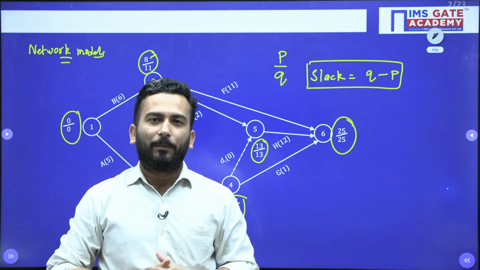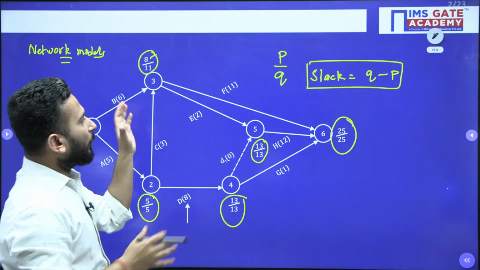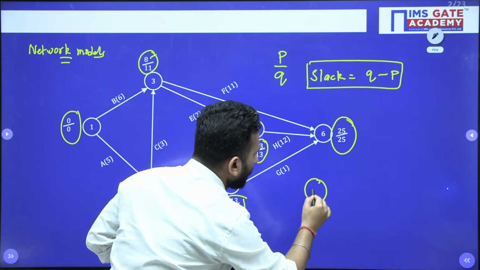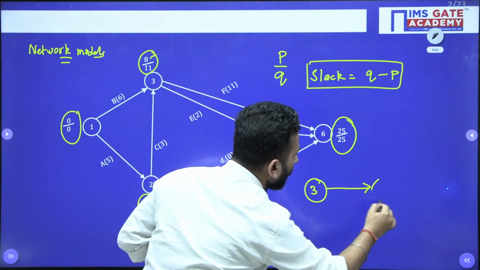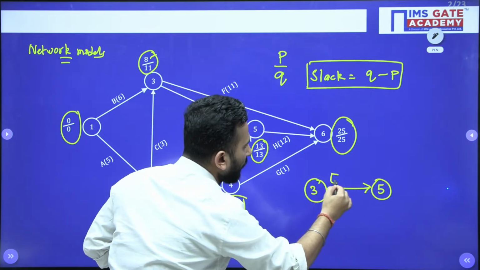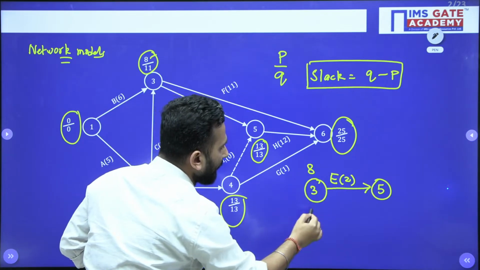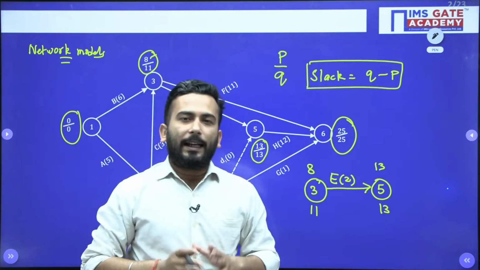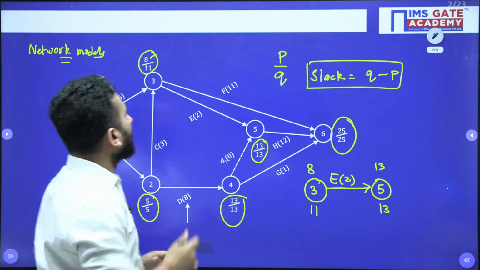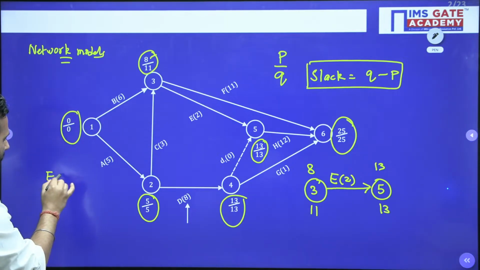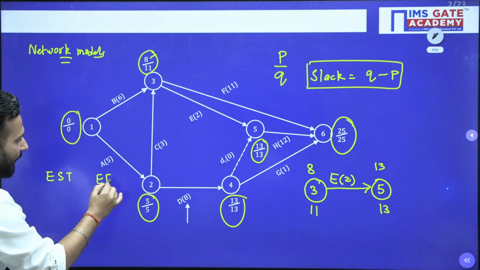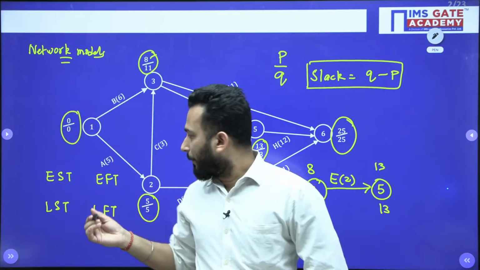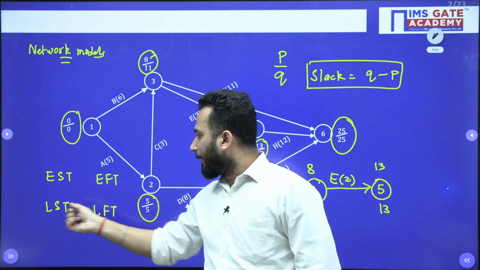Now comes the activity. My dear friends, let's focus on a particular activity. This activity is E. So let me take it over here. When I'm talking about activity, you have to take this entire thing over here. This is 8, this is 11, and this is 13, and this is 13. My dear friends, in an activity there are 4 times possible. What are the 4 times? Let me write it over here. The 4 times are EST, EFT, LST, and LFT. Earliest starting time, earliest finishing time, latest start time, latest finishing time.